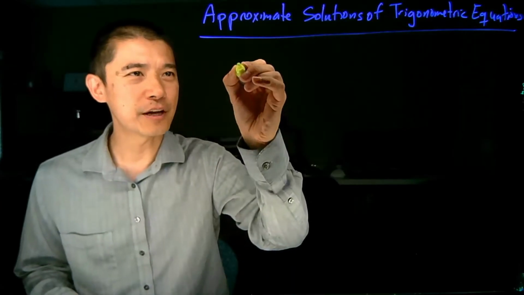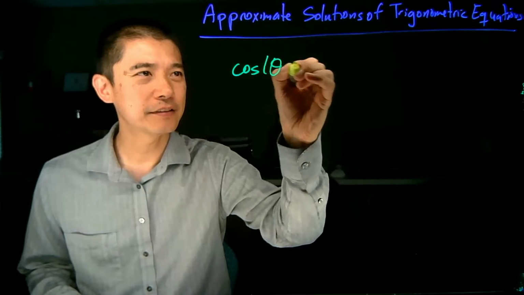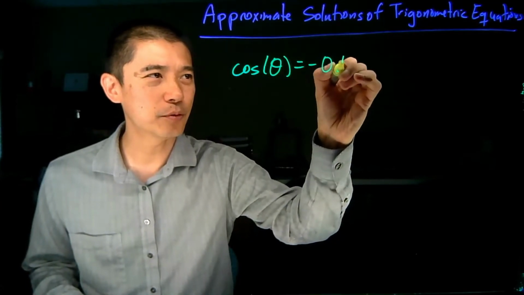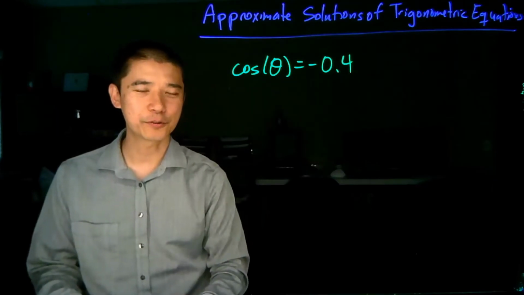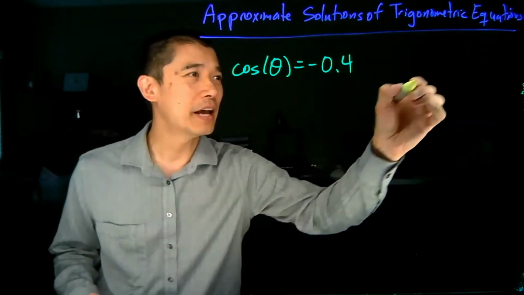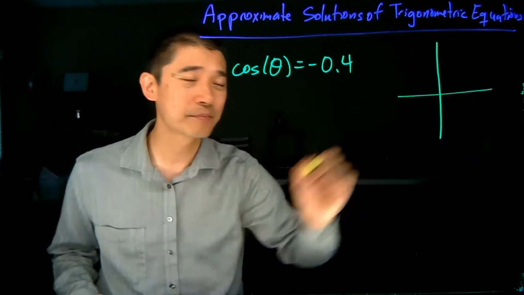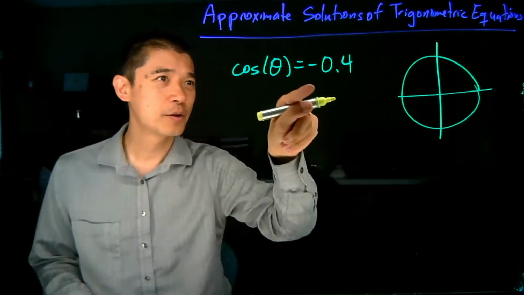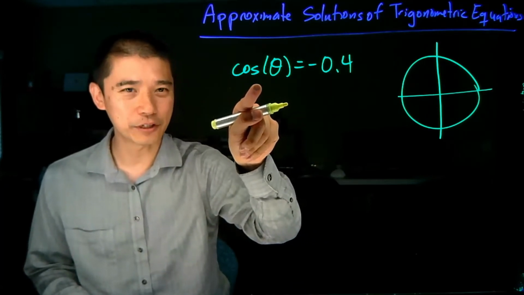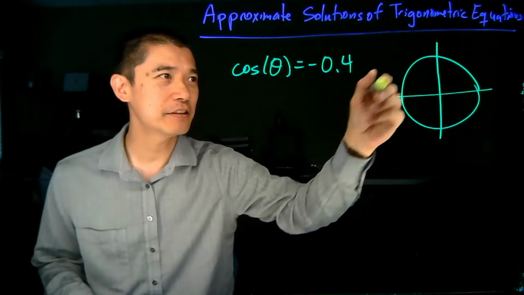So here's another example. Cosine of theta is equal to negative 0.4. Now once again, this is not a known value from our unit circle chart, so we're going to have to do this the long way. And in this case, we're going to do it in radians. So what is our picture? We have our unit circle. We have cosine, which is the x-coordinate. We want the x-coordinate to be negative 0.4.